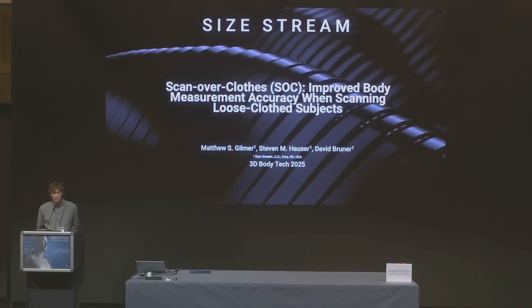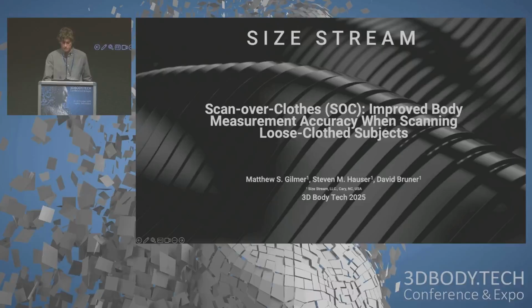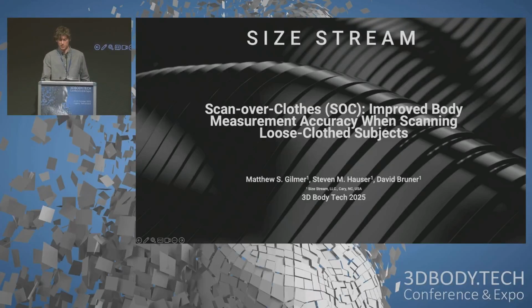My name is Matthew Gilmer, and I'm presenting research I completed with the help of my colleagues, Stephen Hauser and David Bruner at SizeStream. Now we've made the first step towards correcting for loose clothing rather than just detecting it, and we call this new method of measurement scan over clothes, whose improved accuracy when scanning loose-clothed subjects raises the possibility of providing ready-to-wear sizing and/or made-to-measure clothing with relaxed scan-wear requirements.